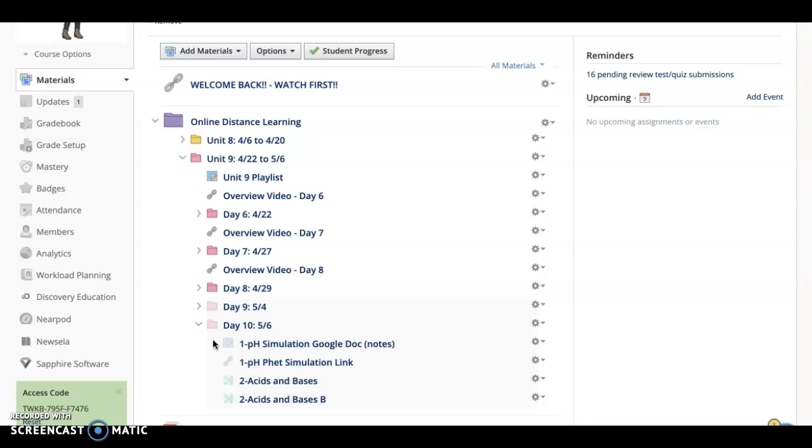So here's the simulation again. You want to probably split screen the simulation with the Google Doc so that you can fill that in and get your notes all done. And then the acids and bases puzzle piece is the graded assignment for this activity. So please make sure you get this done first. Again, there's multiple attempts on the puzzle piece, just like always.